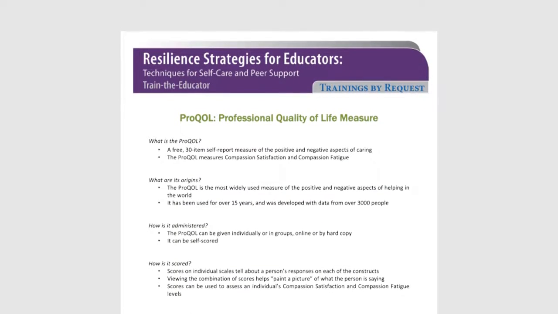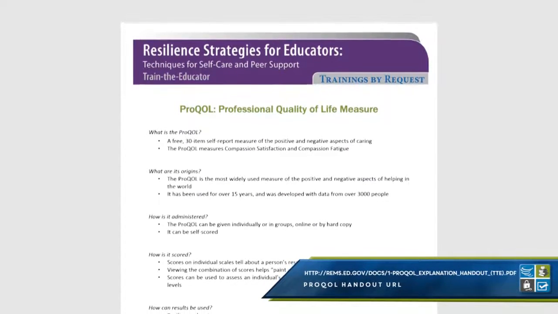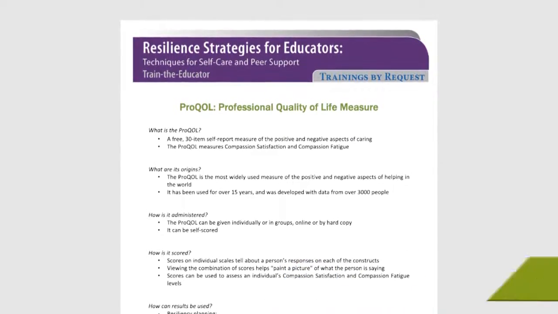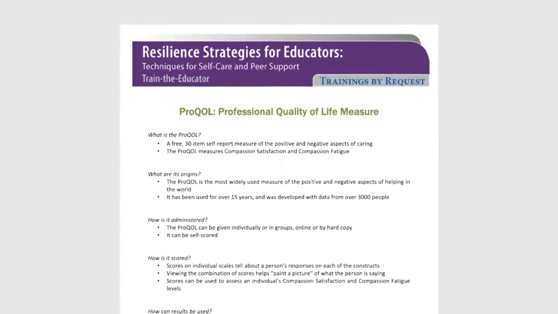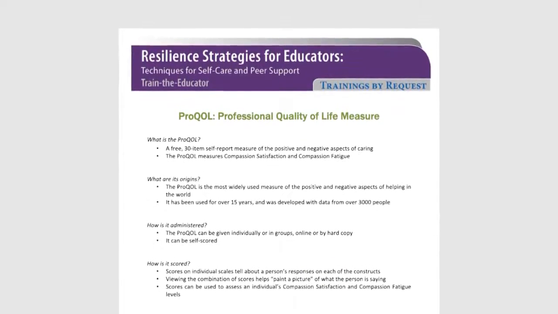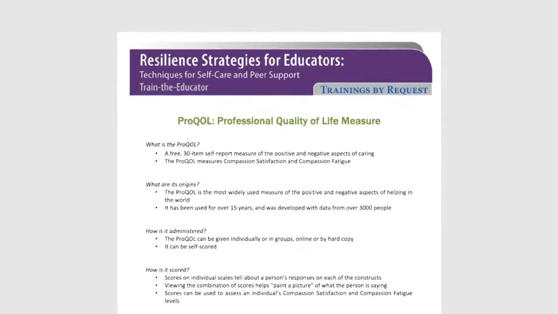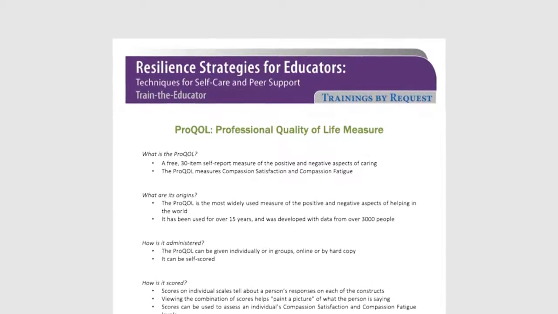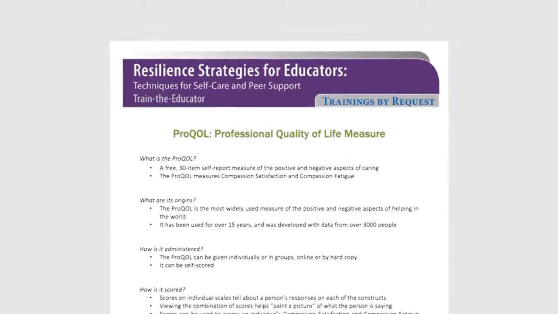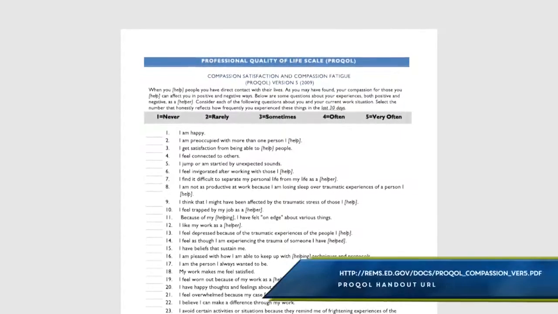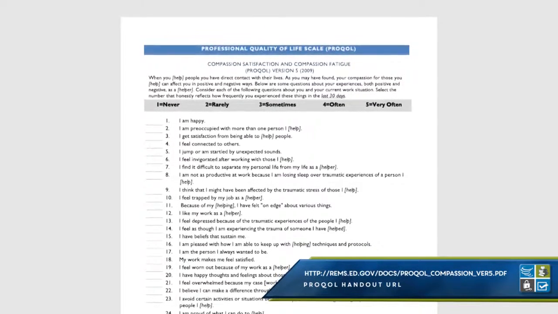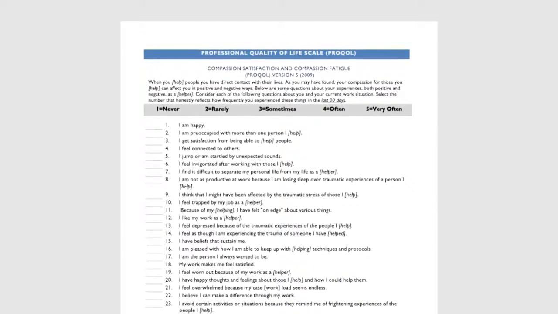During the training, you will be completing the Professional Quality of Life Measure, or ProQOL. The ProQOL is a free 30-item self-report measure of the positive and negative aspects of caring. It is the most widely used measure of the positive and negative aspects of helping in the world. The ProQOL measures compassion satisfaction and compassion fatigue, 2 core topics that will be addressed in the training. Before you go, take time to review the ProQOL handouts and ensure you will have access to the instrument during the training. You can complete it ahead of time if you want, but you will also be given time to do so during the training.